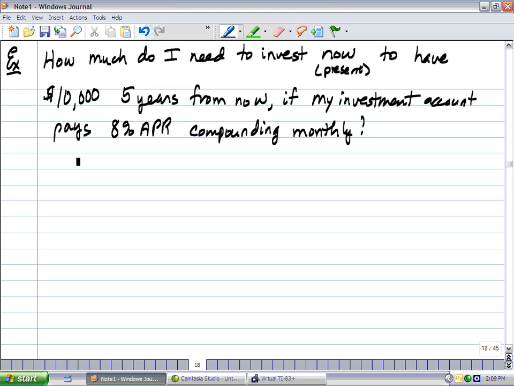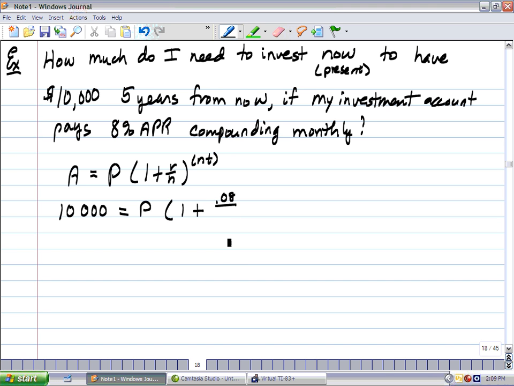Okay, so what do we have here in our formula? It's the same formula we have here. Except it's the P that I'm going to solve for, because I want to end up with $10,000. I have P, I don't know how much I need, that's what I'm trying to find out. My R is 0.08, so I've got to change it to a decimal. I'm compounding monthly. How many months are there in a year? 12. And I'm going to leave it for 5 years. So 10,000 equals P times 1 plus 0.08 divided by 12 to the 60.